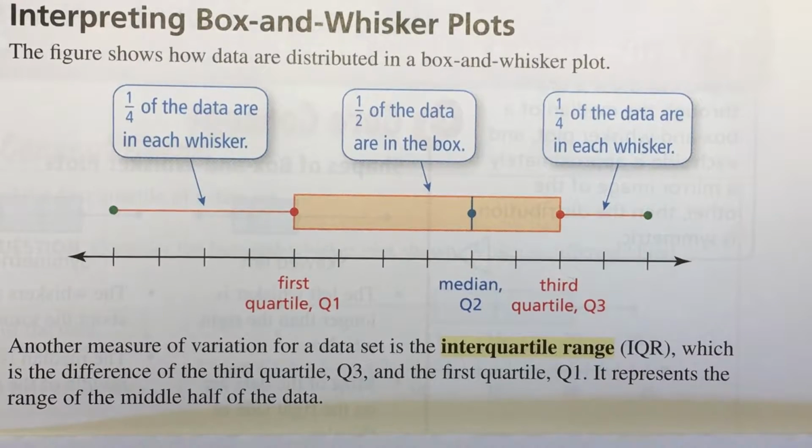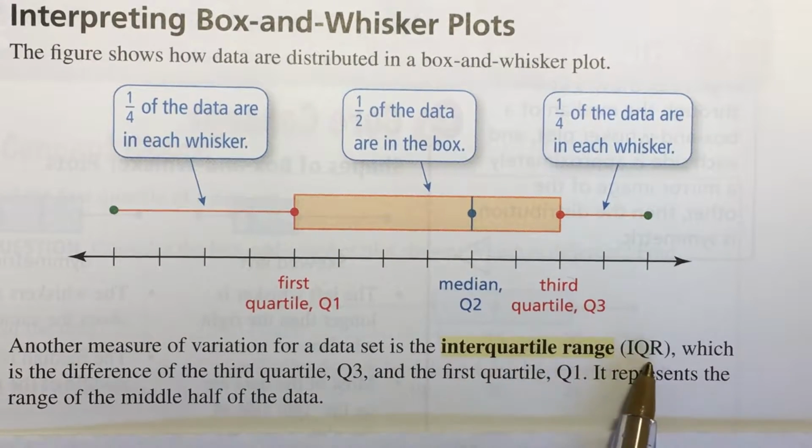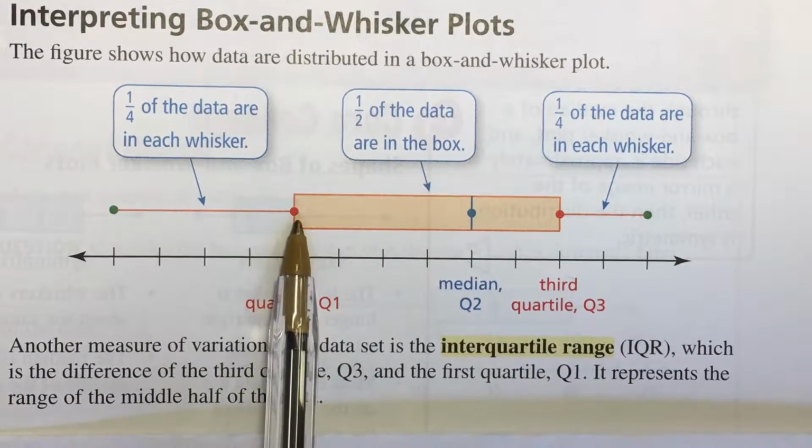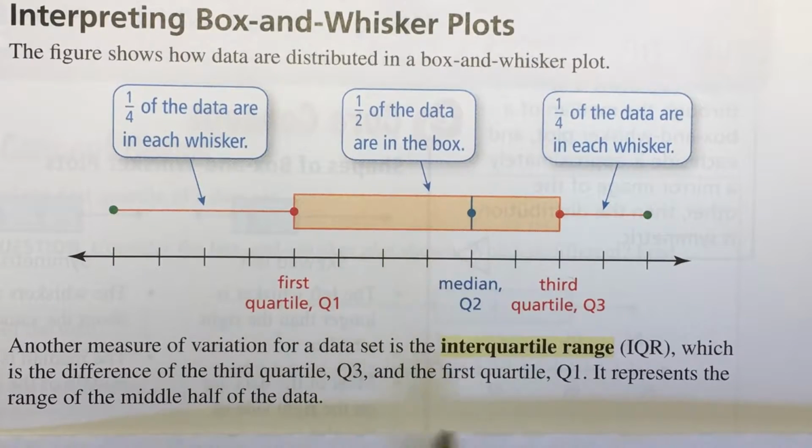Another measure of variation is the interquartile range, or IQR. The IQR is the difference of quartile 3 and quartile 1. It represents the range of the middle half of the data. For the IQR, Q3 minus Q1 will tell you how wide the box is.